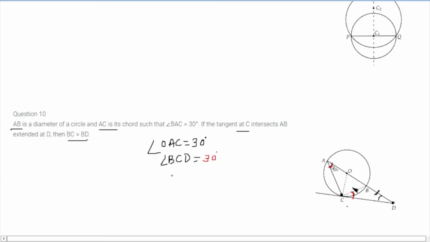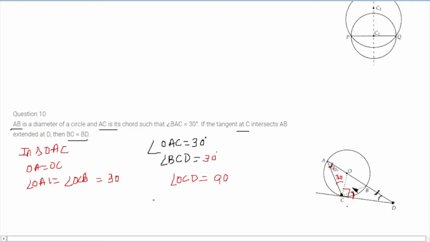Now also we know that angle OCD will be 90 degrees because CD is the tangent to the circle and OC is the radius. In triangle OAC, OA and OC are equal because these are radii of the circle. So angle OAC will be equal to angle OCB. So angle OCB will also be 30 degrees.